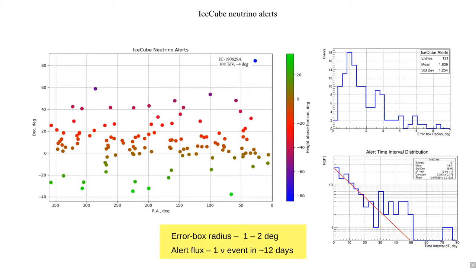The graph on the left is the height of arrival of neutrino events dependent on the equatorial coordinates. On average, the heights lie in the range from 0 to -40 degrees. The graph at the top right is the distribution of the error radii of the directions of arrival of alerts, from 1 to 2 degrees on average. The graph at the bottom right is the distribution of time intervals for the arrival of events. So we have a stream of alerts of about one event per 12 days.